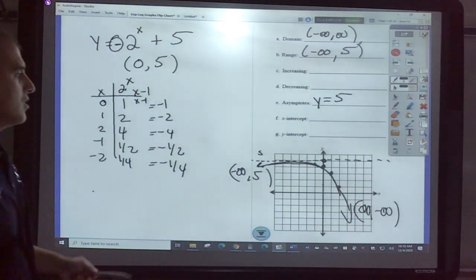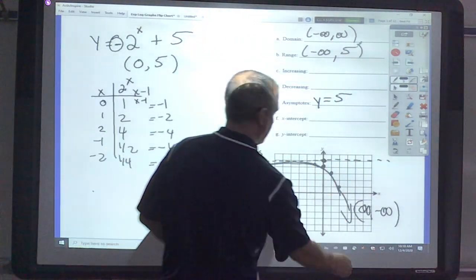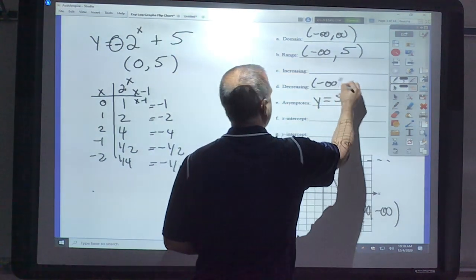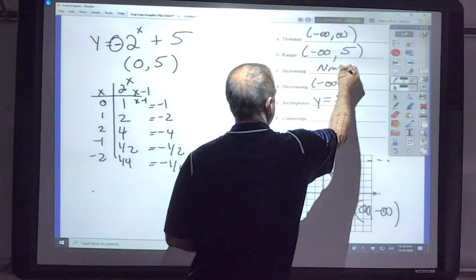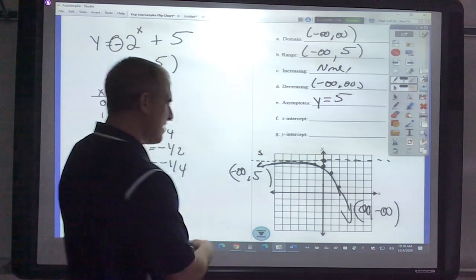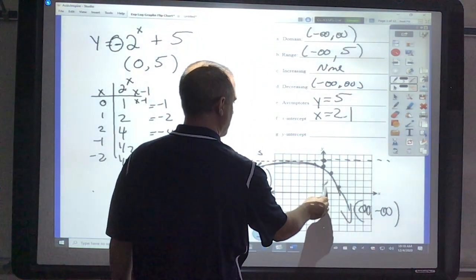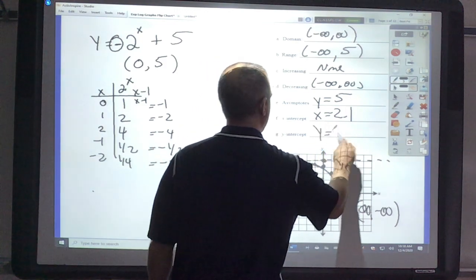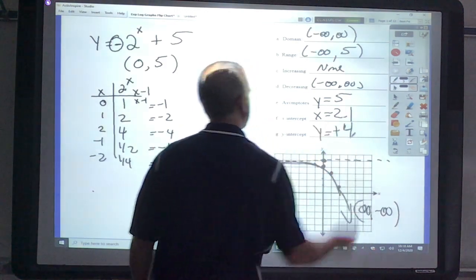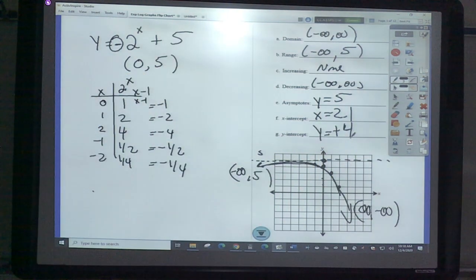All right, increasing or decreasing, start from the left. Now this is decreasing the whole way, so increasing is none. My x-intercept, I would estimate at about 2.1. My y-intercept was really easy, 1, 2, 3, 4, that's at negative 4. I'm sorry, positive 4. And that's how we get our answer for that.